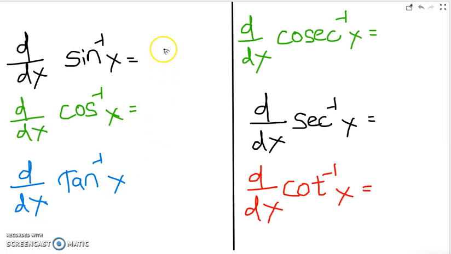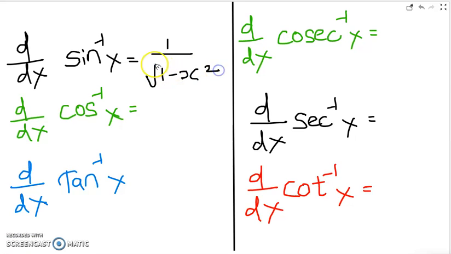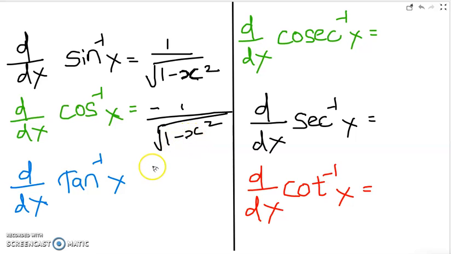Yeah, d by dx of sin inverse x is nothing but 1 by under root of 1 minus x square, whatever the x value is there. In the same way, cos inverse is the same, but minus will be in front: minus of 1 by under root of 1 minus x square.